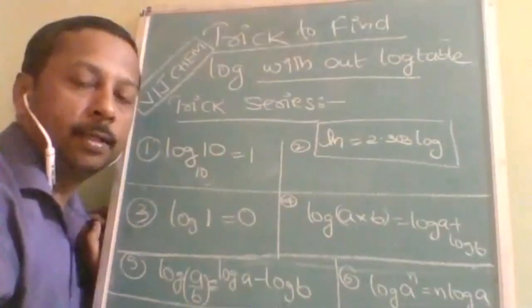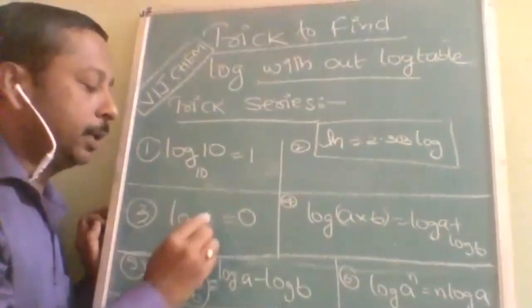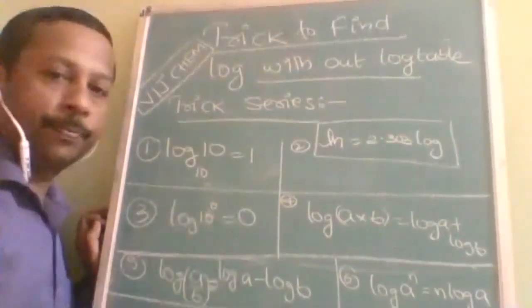Now this is the formula-wise part. Okay. Now here, log 1. So log 1 can be written as 10 to the power of 0.